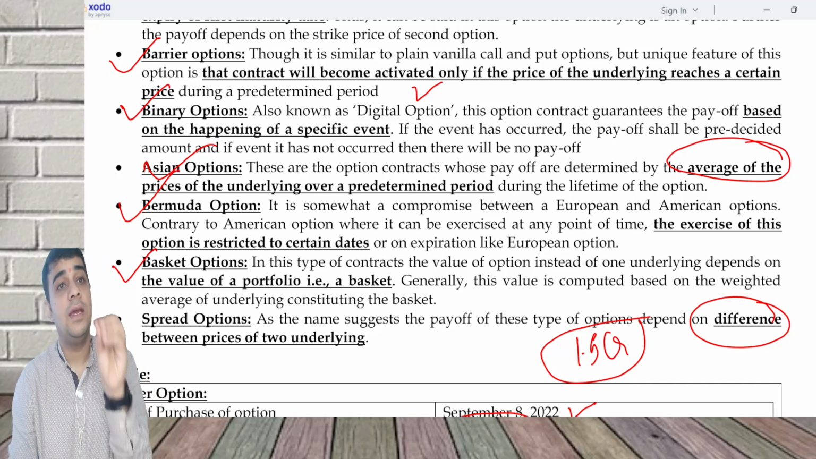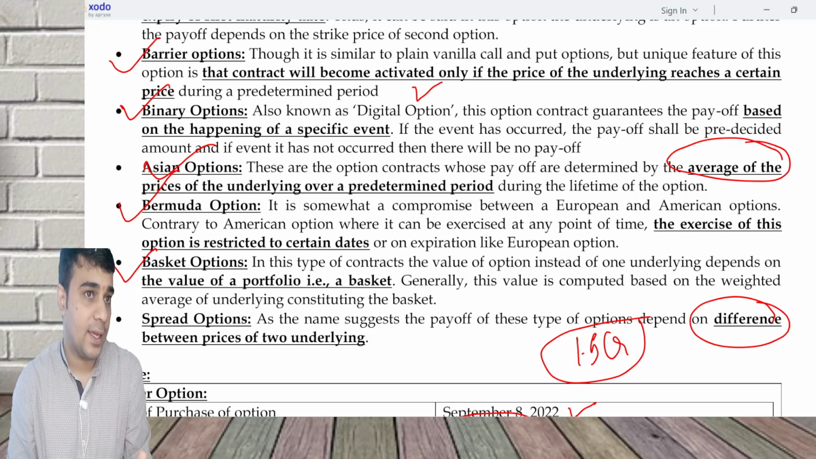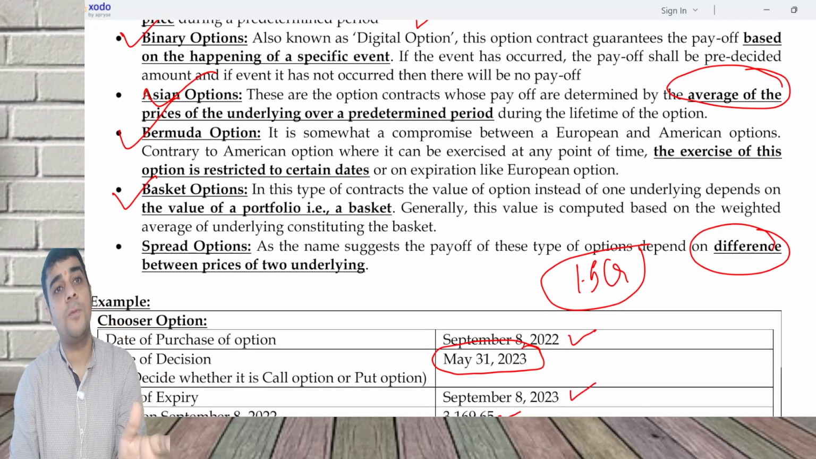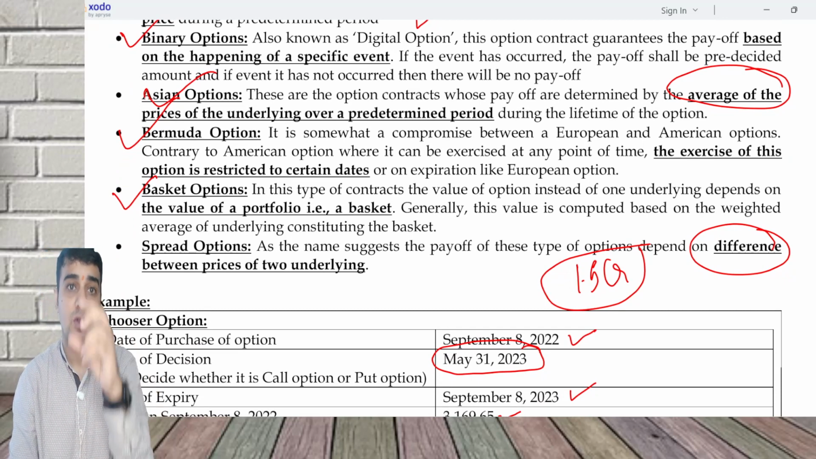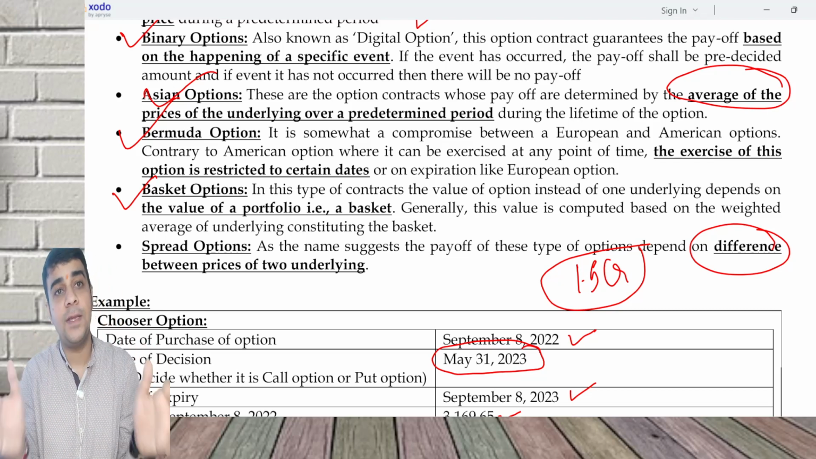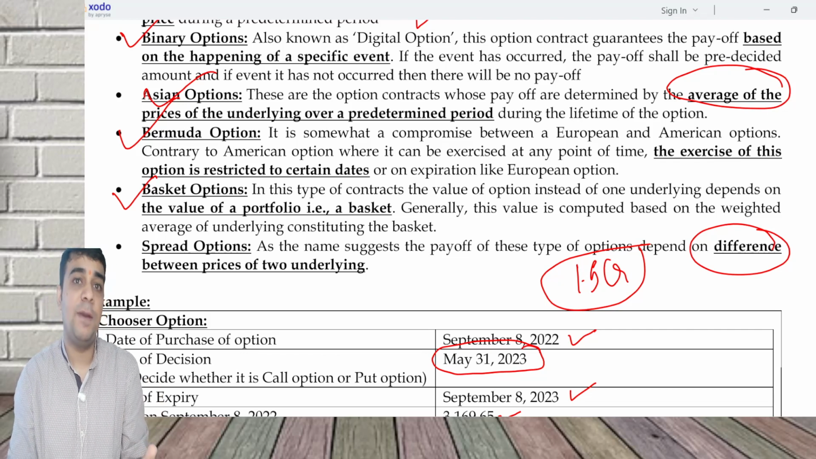Asian option, here you have to compare the payoff with the average price of the underlying asset and not the closing price. Bermuda option is between American option and a European option, where on those specific dates you can do multiple exercise or one time exercise. Basket option comprises so many shares and I'm trying to buy one call option or put option for hedging. Spread option is the difference between the value of two shares, two underlying assets.